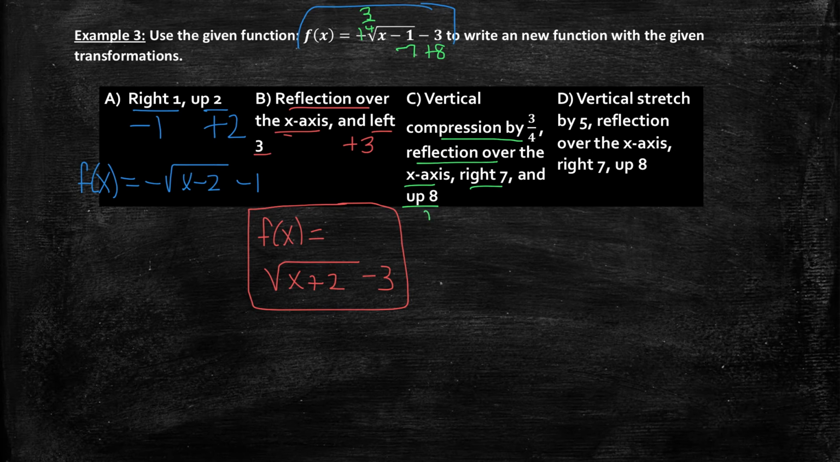So we're going to have f of x equals 3/4 square root. We're going to have x minus 8. And then negative 3 plus 8 will be plus 5. And that would be our function.